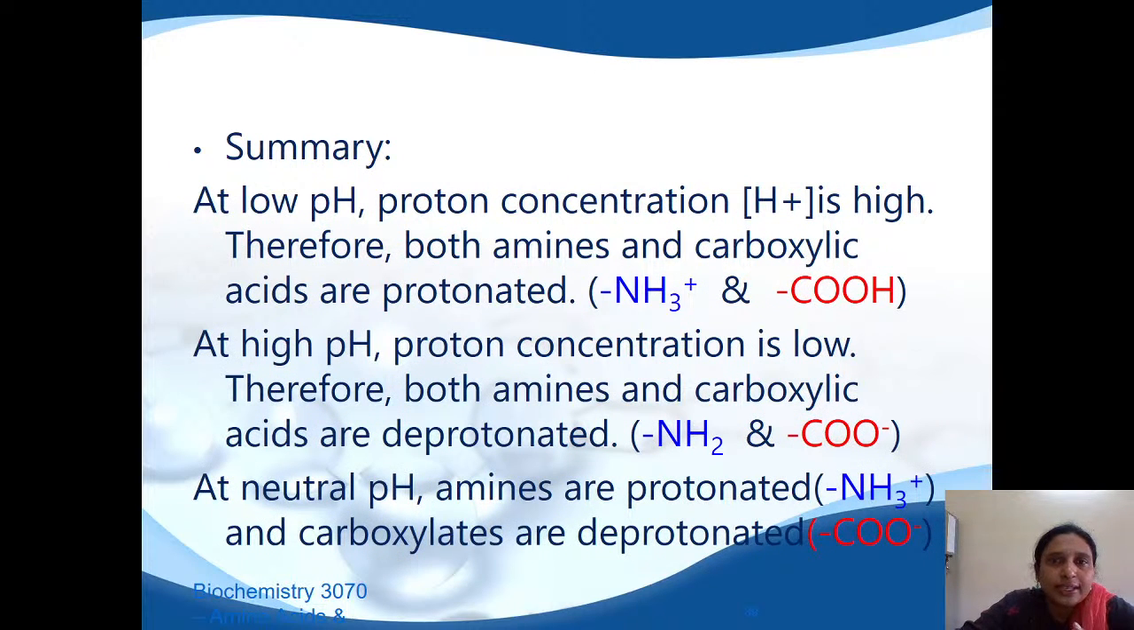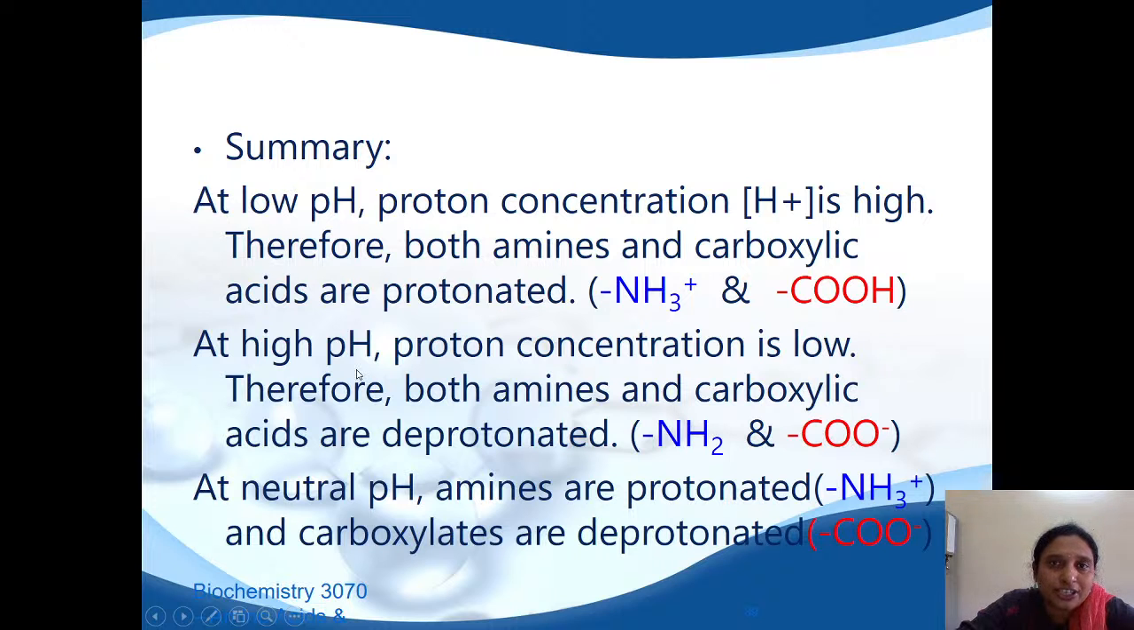Now, the summary of this is what you have to understand at low pH. Low pH means acidic conditions, where the hydrogen ion concentration is high. As acids are hydrogen donors, at low pH there is an increase of hydrogen ion concentration. Therefore both the amino groups and the carboxyl groups are protonated.